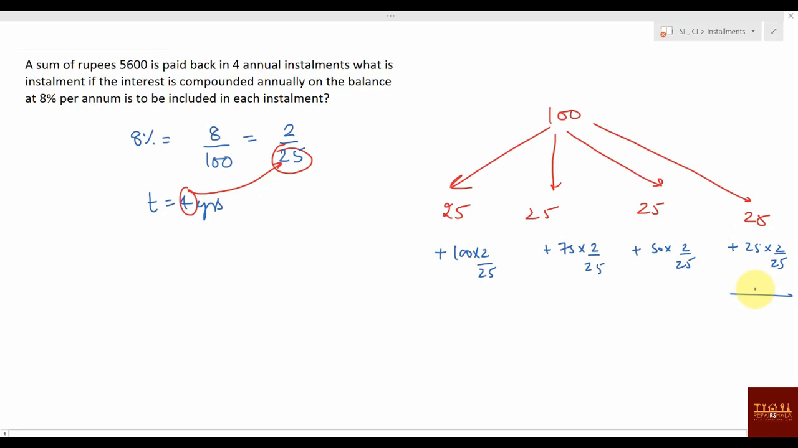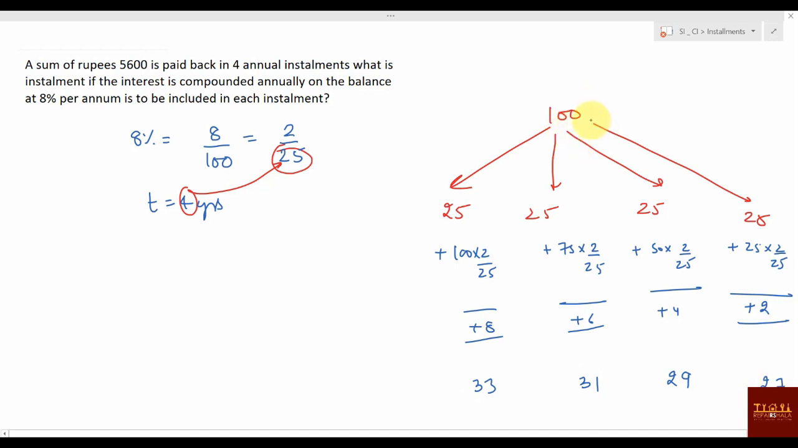So here it will be coming how much? 2, right? Plus 2 you have to add. And here it will be coming as plus 4. So here it will be plus 6 and here plus 8. So your values will become 27, 29, 31 and 33. These are your installment values in units.